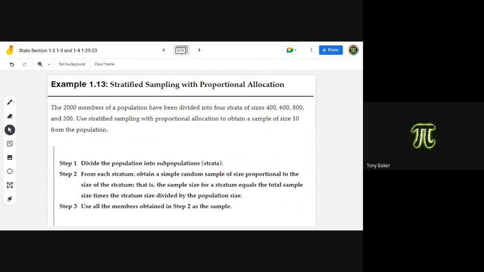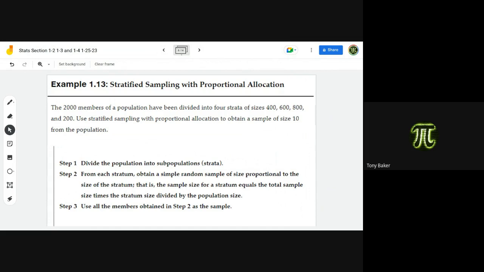So we have our breakdown, right? I have 2,000 members, and I want a sample size of 10. So it's 2,000 divided by 10. 2,000 divided by 10 is what? 200. Now, divide each of those strata by 200.